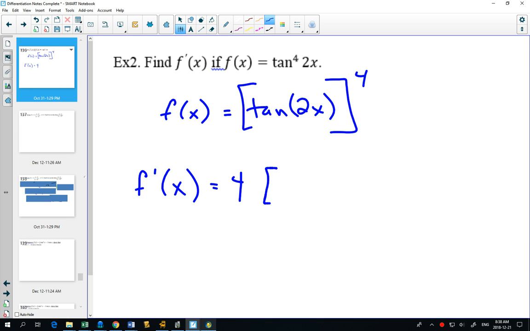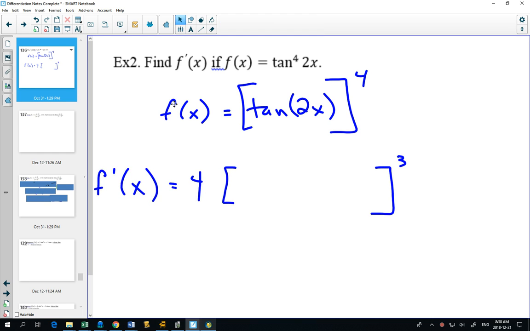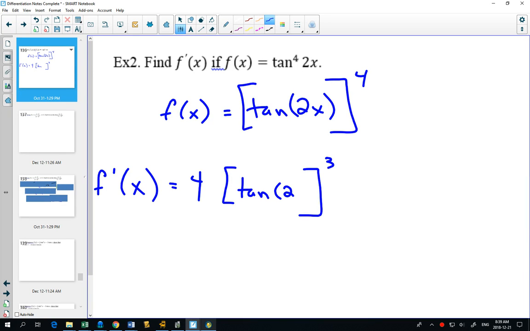Well, the derivative of a power, I have to move things over here a little bit. The derivative of a power, bring the number in front, subtract 1 from the exponent, the inside stays the same. And then the chain rule says, then do the derivative of the inside.